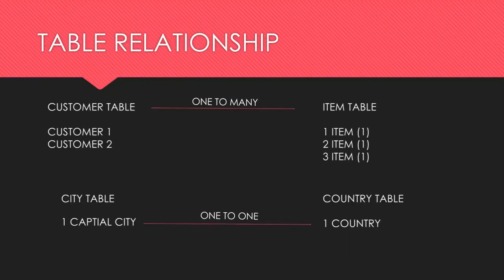Table relationship. A table relationship has a one-to-many or many-to-many relationships. A one-to-many relationship is like the customers table where one customer has many items, and in the items table, all the three items belong back to only one customer, which is customer 1. So that's considered one-to-many relationship. And a one-to-one relationship is like a country has one capital city, and one city can only belong to one country. So a one-to-one relationship.